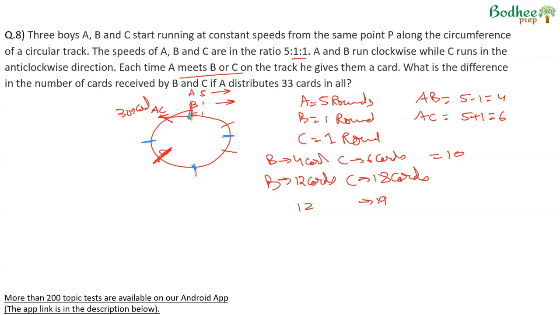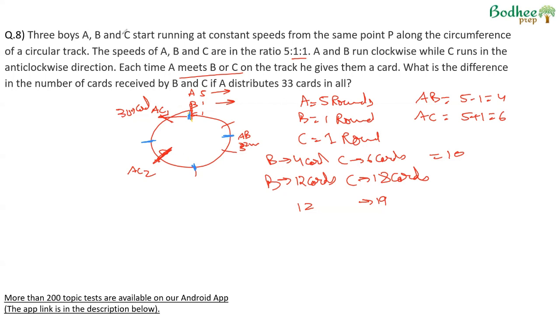After that, the meeting between A and B has to happen 1, 2, 3, 4, 5, which will happen here. So A and B will meet here. The 32nd card will be given. The first meeting of AC, 1, 2, 3, 4, 5. The second meeting of AC.